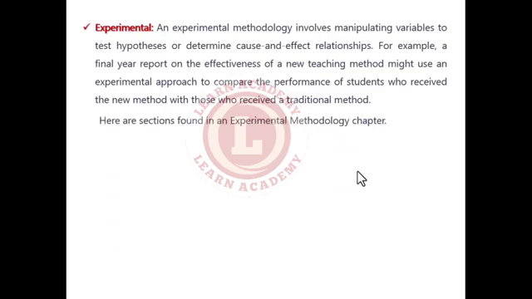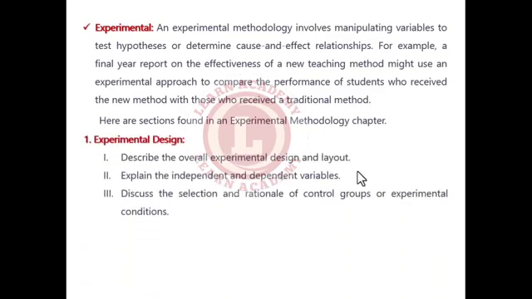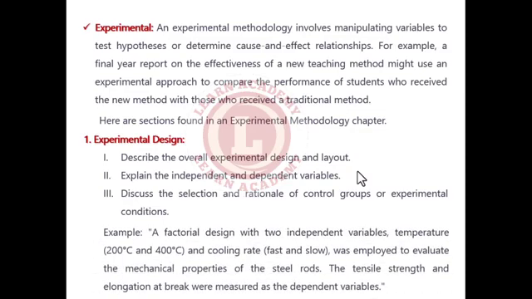So let's look at sections you need to actually include in your experimental methodology chapter. So we have one called experimental design. 1. You describe the overall experimental design and layout. 2. Explain the independent and dependent variables. 3. Discuss the selection and rationale of control groups or experimental conditions.